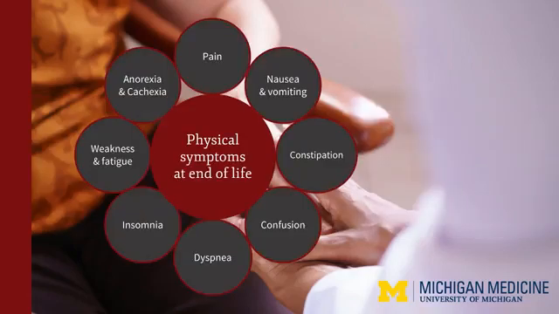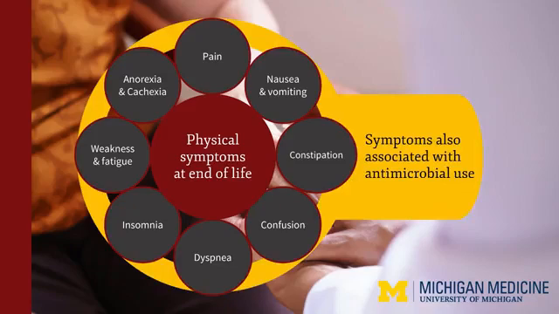The physical symptoms at the end of life are numerous, and these might include weakness and fatigue, anorexia and cachexia, pain, nausea and vomiting, constipation, confusion, dyspnea, insomnia. It's also interesting that several of these symptoms are side effects that are associated with antimicrobial use.